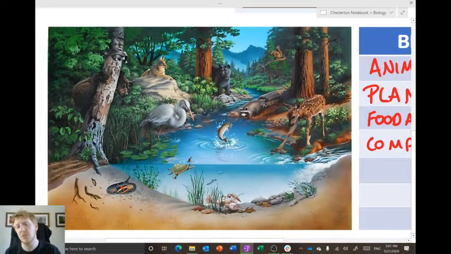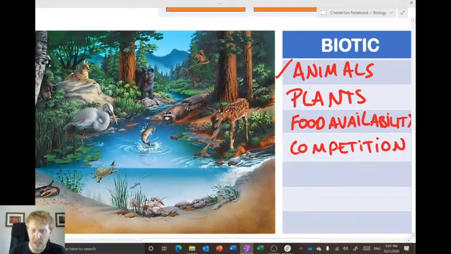So if I asked you to spot some living things here, straight away you'll be like your crane, your bears, your wolf, your bear, your deer, your fish, your raccoon, your squirrel. You'd spot the animals really quickly. And so animals as biotic factors, you usually do quite well at spotting them.